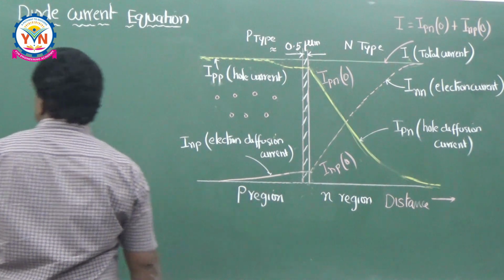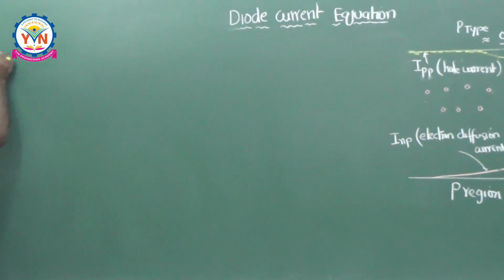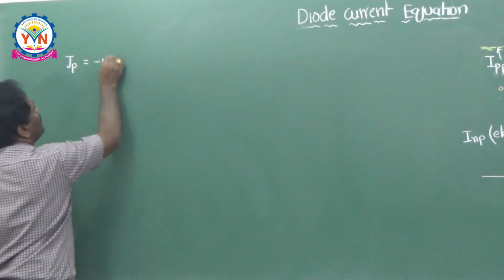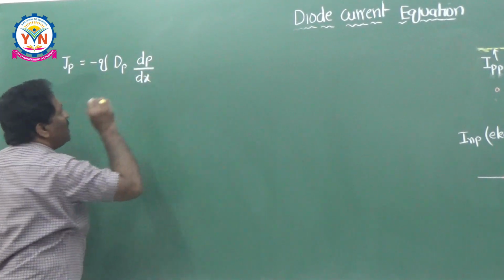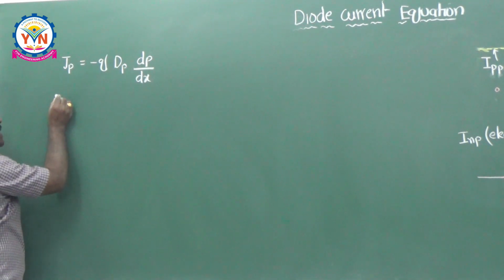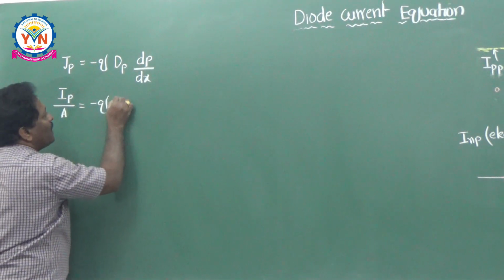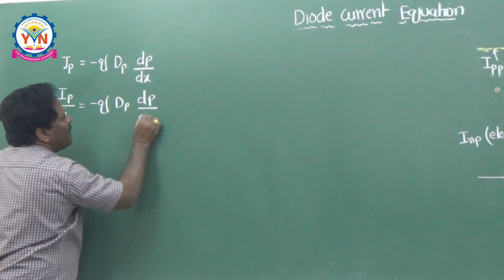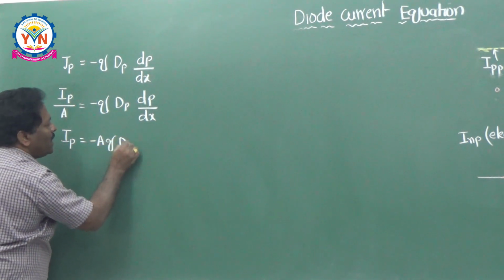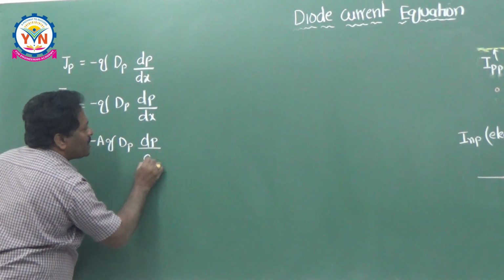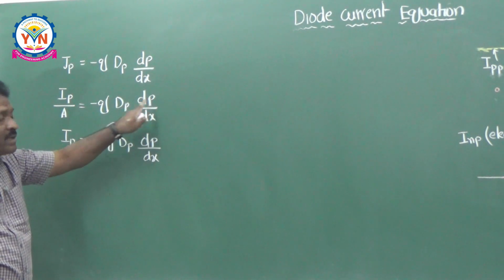Okay, you know very well, in an N-type semiconductor, hole diffusion current Jp is equal to minus Q Dp dp by dx. This concept we have already discussed at the time of diffusion. And if you want to write down the current expression, Ip by A is equal to minus Q Dp dp by dx. Then immediately you can write down Ip is equal to minus AQ Dp dp by dx. So what do you mean by this p? p means nothing but the hole concentration. So already we are having this hole concentration expression.